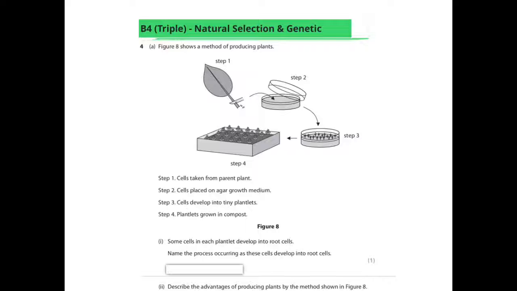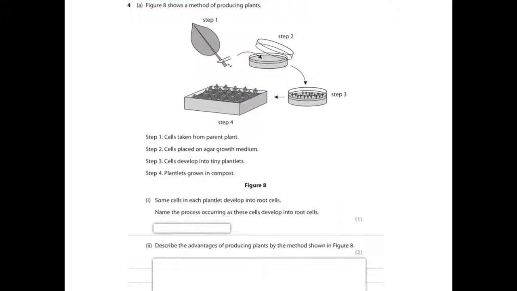Some cells in each plantlet develop into root cells. Name the process occurring as these cells develop into root cells. So basically, when we're talking about cells becoming specialized, when they have a specific function, like roots have a specific function to absorb water, we call that process differentiation.